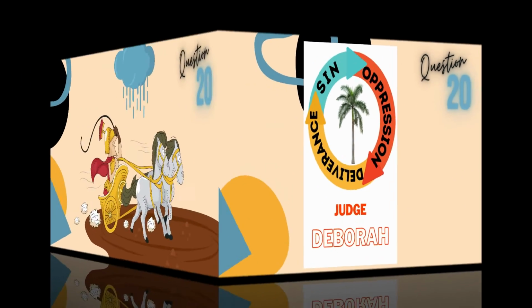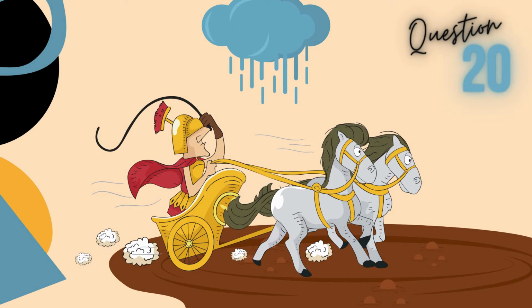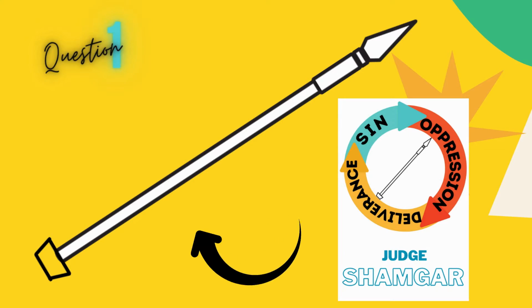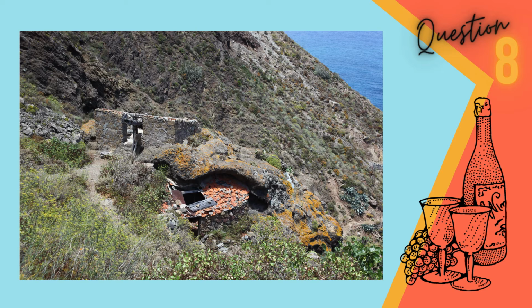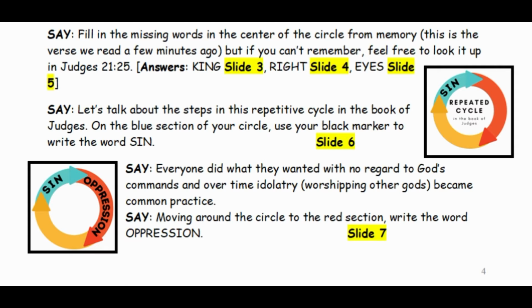oftentimes foreign concepts. How many of your students, for instance, have ever seen an ox goad, or even a wine press for that matter? For your convenience, the slide numbers are referenced and highlighted in the lesson plan.